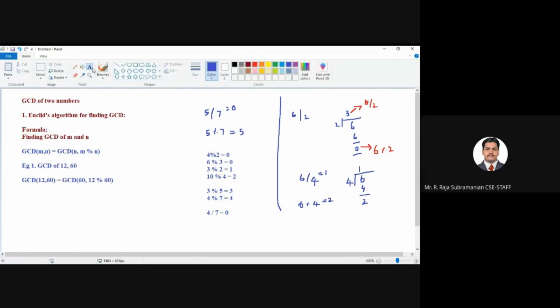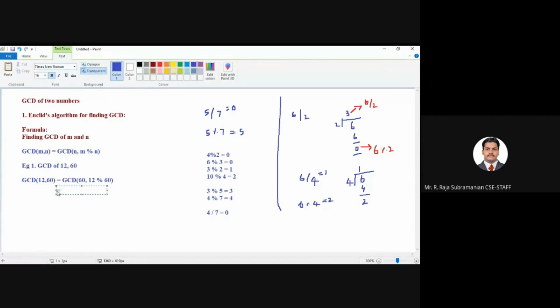Now we'll go to our problem directly. Solving this, GCD of 60 will be 60 only; there is no change. What is 12 modulo 60? The denominator 60 is greater than the numerator 12, so what will be the answer? 12 only. Very good. Next, GCD of what will be the answer next? Here M is 60, N is 12. So how to change this? See the formula here.